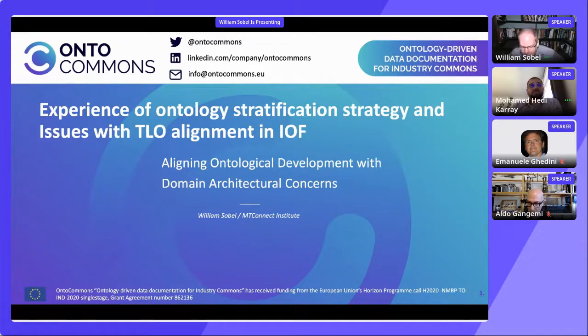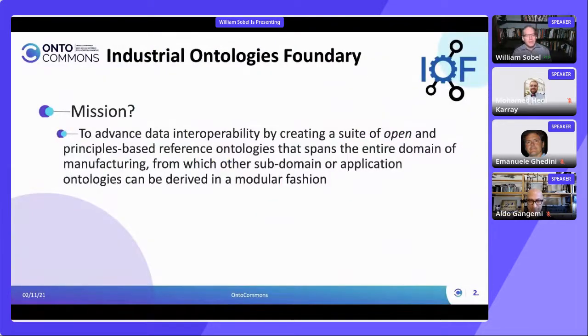Hey, thanks a lot. What I'm going to talk about today is a pragmatic approach to what we've been doing, not quite as detailed as Aldo. That's a really interesting talk. Thank you for that background. The Industrial Ontologies Foundry's mission is to create interoperability between various different manufacturing domains with an open, free, principle-based reference set of domain ontologies. And I'm going to go quickly because there's also little time.